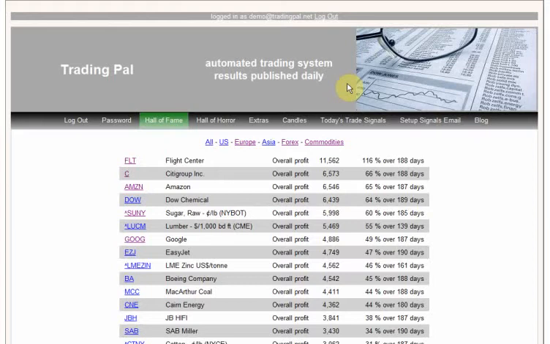Now, as the name indicates, TradingPal is something to bounce ideas with and try to refine your resolve and your trading style. I'm sure some people will find ways to lose money with this system, but really the best way to use it is to compare your own trades with what TradingPal has done in the same circumstances.